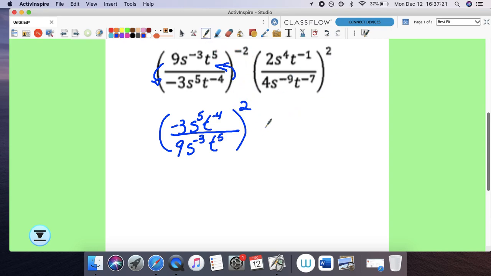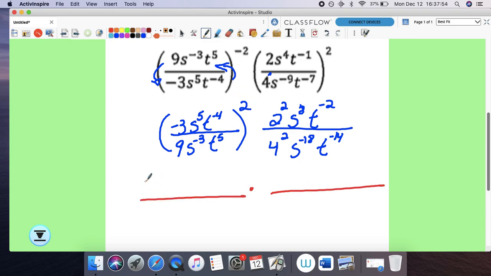And then this guy over here, let's not waste time, and we can multiply if you want. It's already positive, so I don't have to switch anything. So I get 2 to the 2nd power, s to the 8, t to the negative 2. And then 2 times, and then remember there's a 4, so that's 4 to the 2nd power, s to the negative 18, t to the negative 14. Okay?